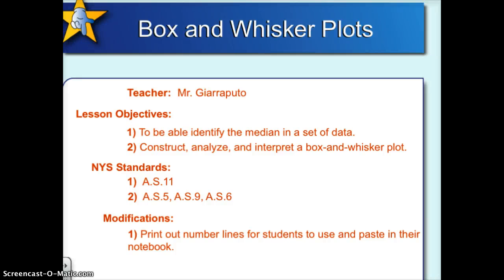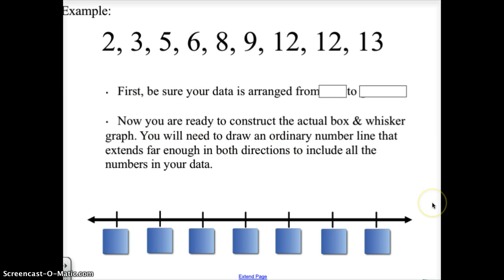All right, so to create a box and whisker plot, it's basically just going to be finding three medians. You've already found the one median for your set of data, and so now we have to discuss how to find the remaining two medians. First, we need to arrange our data from least to greatest.